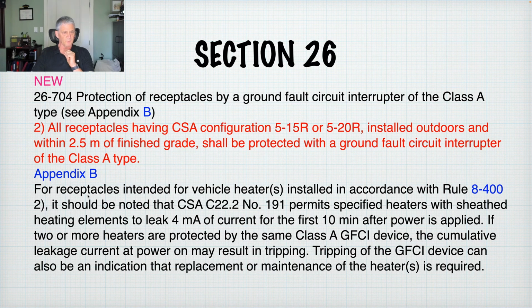And then Appendix B note. For receptacles intended for vehicle heaters installed in accordance with 8400, it should be noted that CSA 22.2 number 191 permits specific heaters to be sheath heating elements to leak 4 milliamps of current for the first 10 minutes after power is applied. If 2 or more heaters are protected on the same AFCI or Class A GFCI device, the cumulative leakage current at power may result in tripping. Tripping the GFCI device can also be an indication that replacement or maintenance is required. So they're just acknowledging that it could trip.